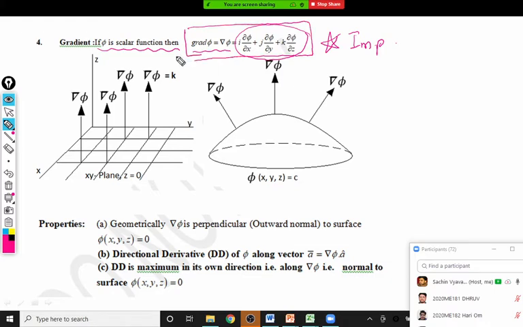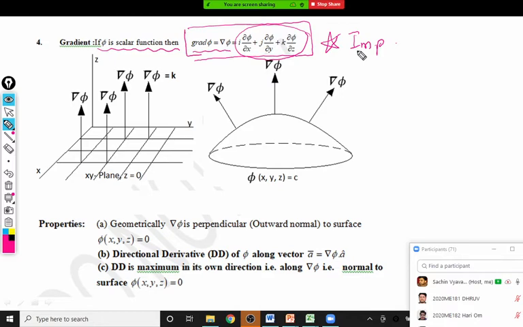Next important thing: gradient is a vector quantity because it involves i, j, k there. As i, j, k are present, it's a vector quantity. As it is a vector, it has a direction. So what about this direction? The direction of a gradient is always along the normal to the surface. Let me come to that.